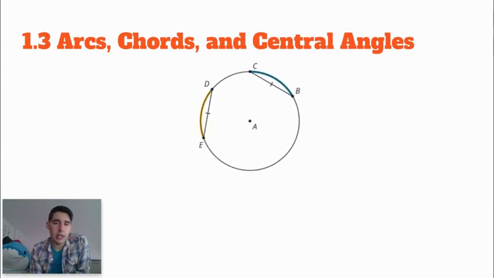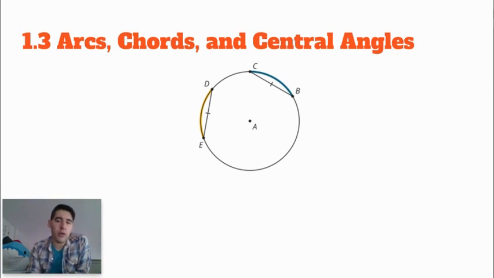Here we have a circle with two chords drawn in that we're told are congruent. And they have these little arcs cut off. We have the orange one and the blue one. The question is, what do you think is true about those two arcs?